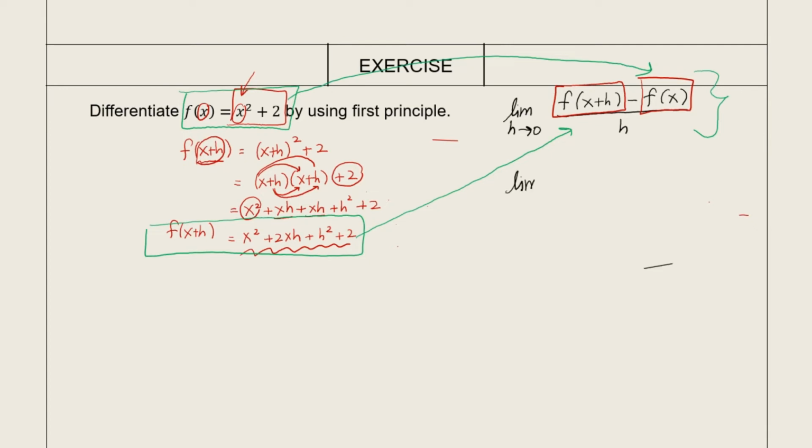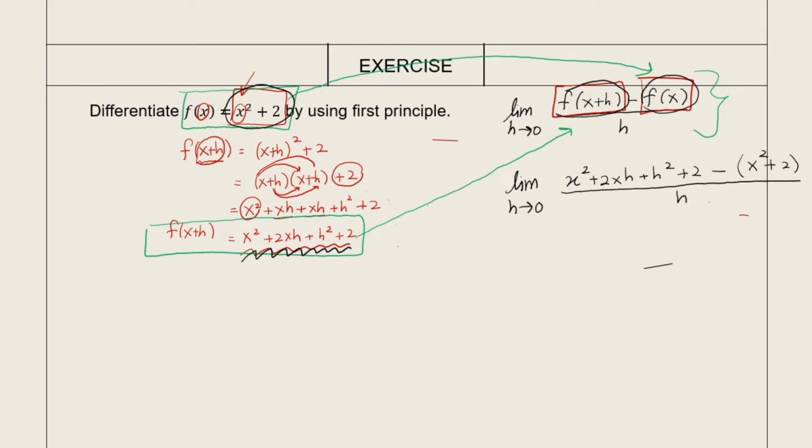Limit h approaching 0. So what is your f(x plus h)? You copy all your equation that you have here, which is x squared plus 2xh plus h squared plus 2, minus your f(x). So what is your f(x)? This one is your f(x). So minus, you need to put the bracket, x squared plus 2, divided by h. So just write divided by h.